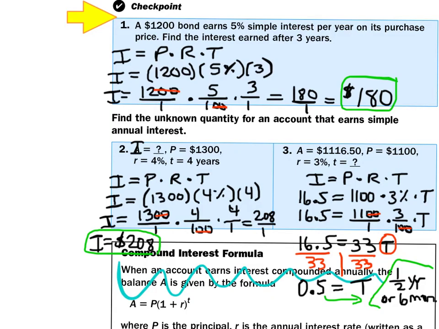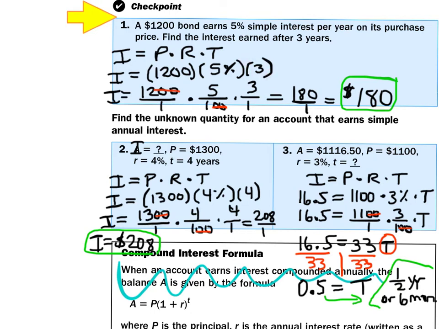All right, look at checkpoint number 1. A $1,200 bond earns 5% simple interest per year on its purchase price. Find the interest earned after 3 years. So I'm going to use I-P-R-T. I equals P times R times T. And I don't know the interest, so I'm going to leave it as an I. The principal, the amount I started with, was $1,200, so I substitute that in. The annual interest rate is 5%, so I put 5% in. And the time was 3 years. And since it's years, I'm just going to leave it as a whole number 3.